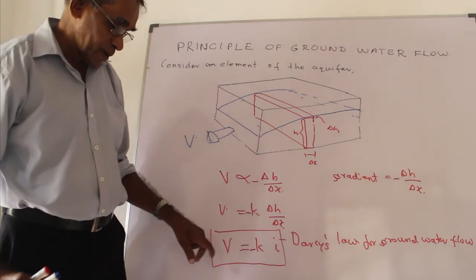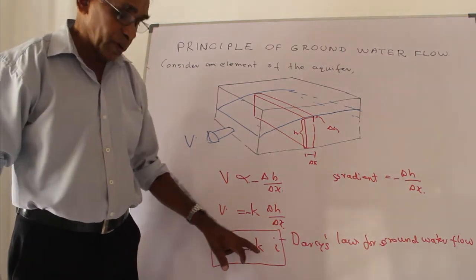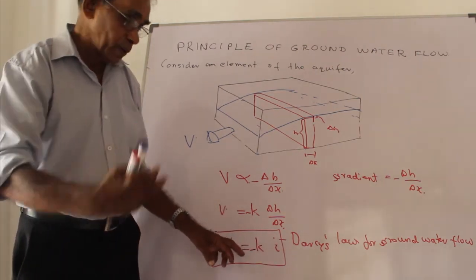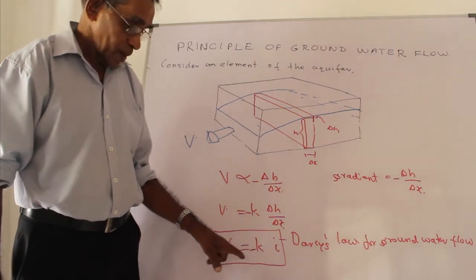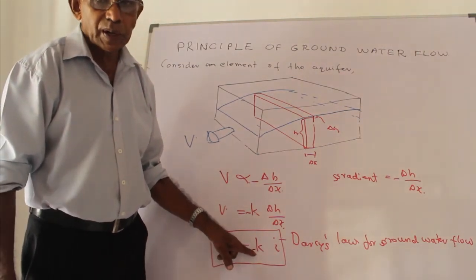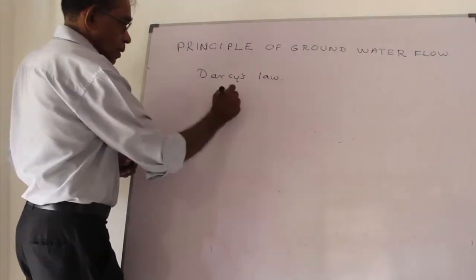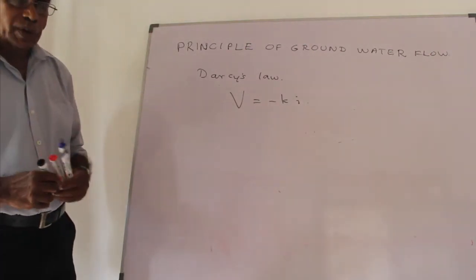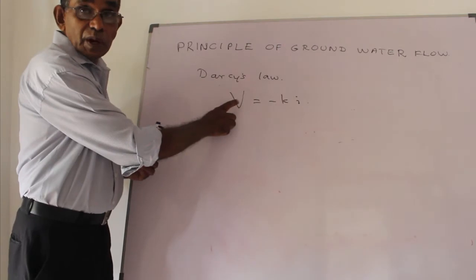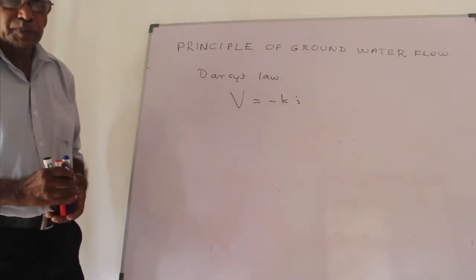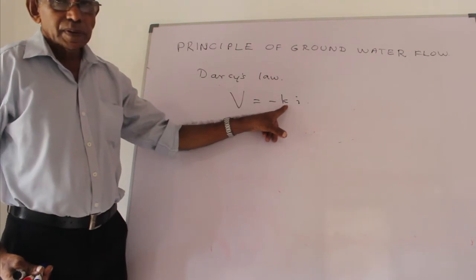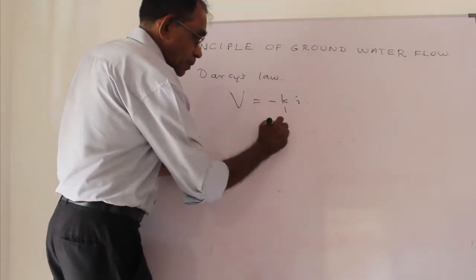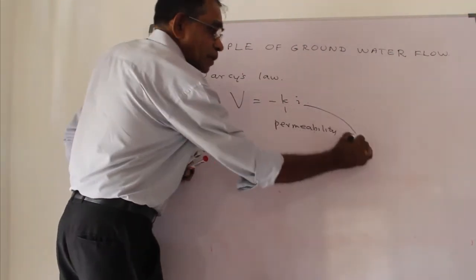For normal calculations, to find the velocity, you can put K and i separately and find the value. But in further calculation, if you go into deep calculation, you have to always go with this negative sign. V is equal to minus K i. That is the Darcy's law. In this, we have three terms now. V is the velocity of flow through the porous media. K is the property of soil known as permeability. And i is the hydraulic gradient.